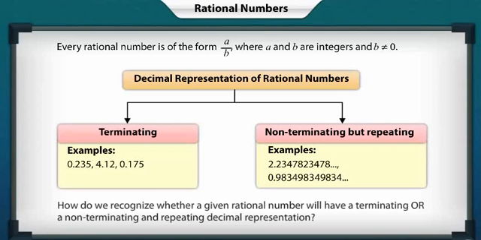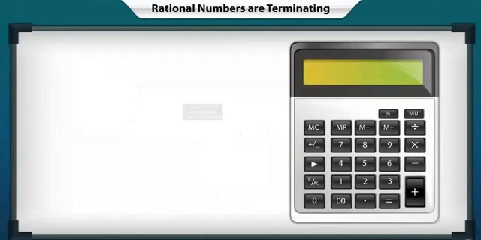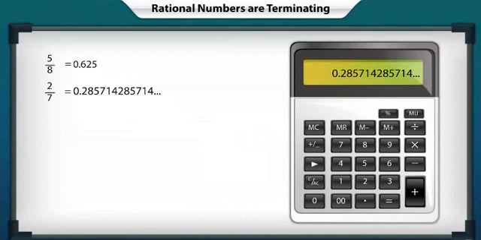How do we recognize whether a given rational number will have a terminating or a non-terminating and repeating decimal representation? Observe the decimal representation of these rational numbers. 5 divided by 8 equals 0.625. 2 divided by 7 equals 0.285714, 285714 being repeated.